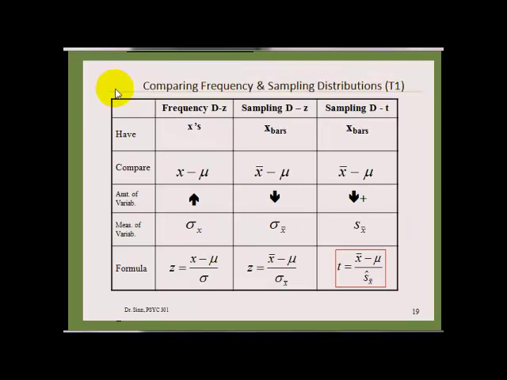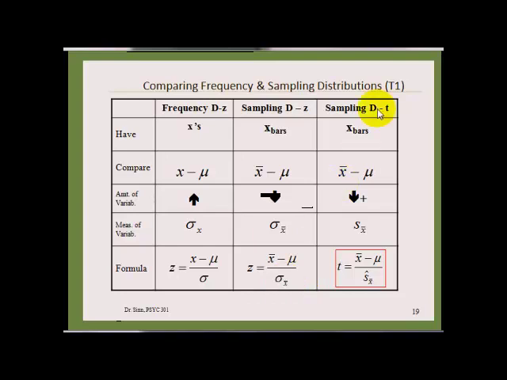Here I'll give you a summary table of some of the different statistics we've calculated so far. If you have a frequency distribution and you have a single score, you calculate a z-score for a score. If you have a sampling distribution and you know all the scores in that distribution such that you can calculate the standard deviation and the standard error, then you would do a z-test for a sampling distribution.